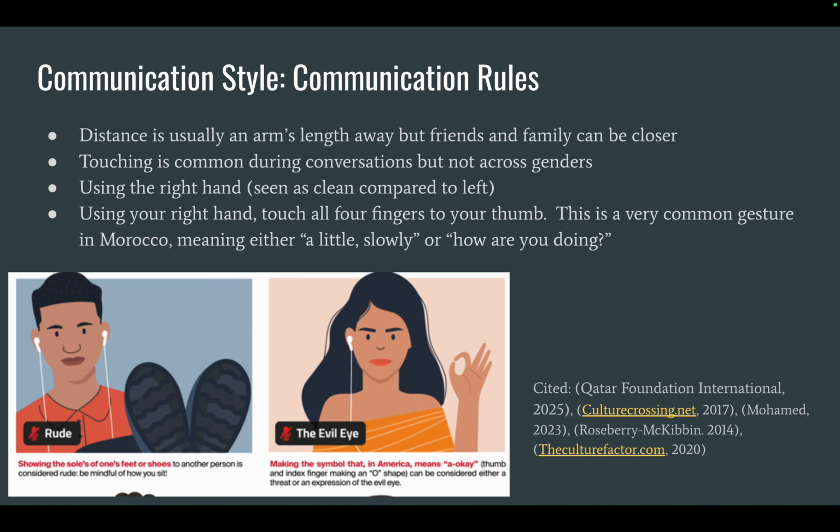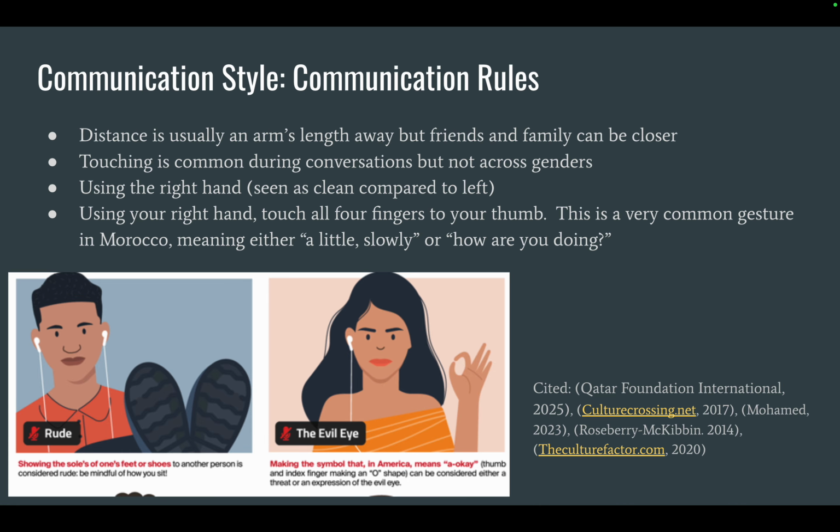Again, this Qatar International poster is showing you two common gestures or nonverbal communication that you might see. Seeing the soles of one's feet or shoes is considered rude, so it's important to be mindful of how you sit. And the A-OK symbol, where your two fingers are touching and you're showing the number 3, in the US or American culture just means A-OK. But in Arabic culture, that's considered either a threat or an expression of the evil eye.